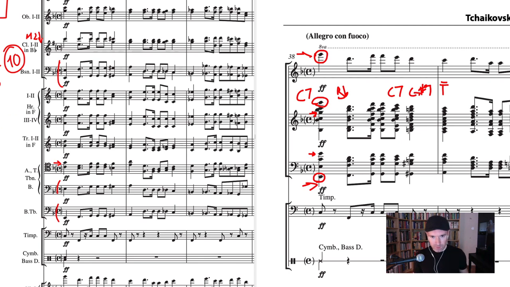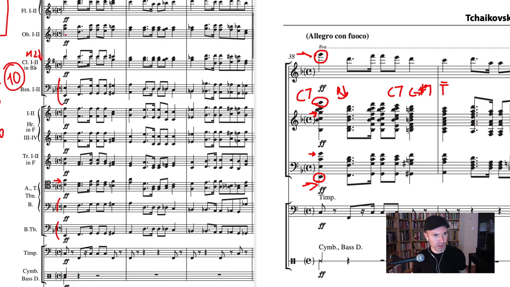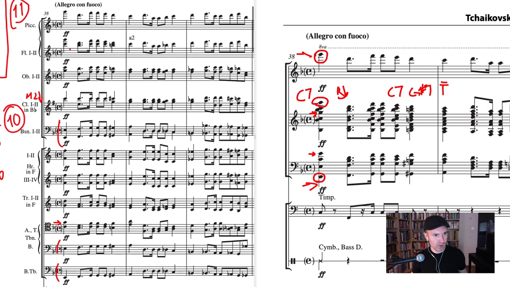We have B flat, and then we have C. Let's begin with C, because I see it in the oboe. In the flute first, that means one, and then in the first oboe, another one. In the clarinet, this will sound B flat.